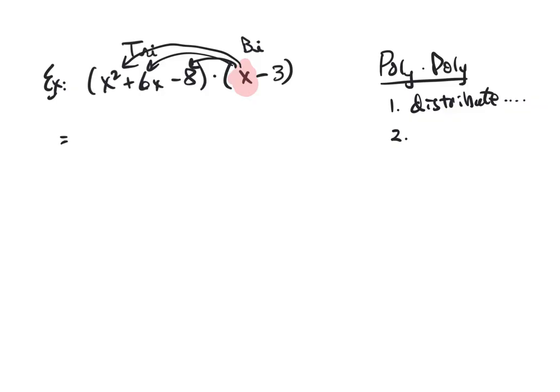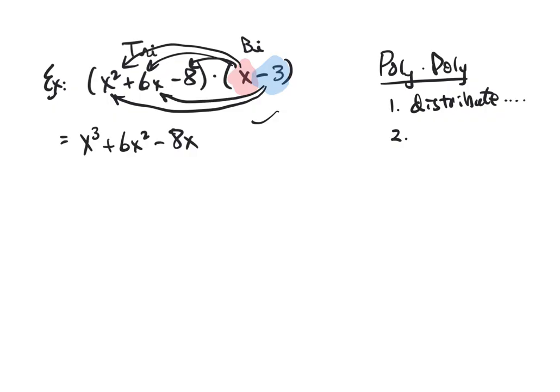So watch what happens if I pick up just the x, not the -3, but just the x, and distribute x times x squared, x times 6x, x times -8. I could distribute the x to all three of the terms in the trinomial. Now that I've done that, I'm done with the x, and now I could do exactly the same thing with the -3. We could distribute the -3 to all of the terms. So I can multiply -3 times x squared, -3 times 6x, -3 times -8.